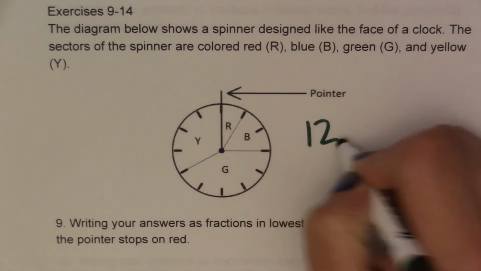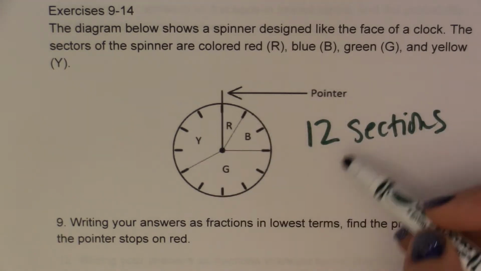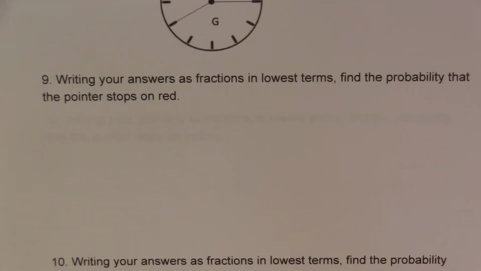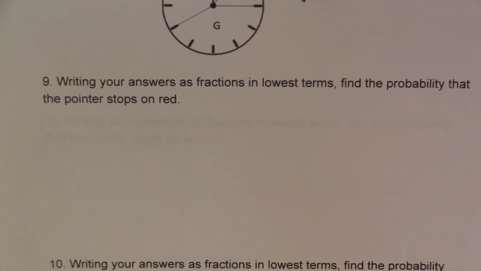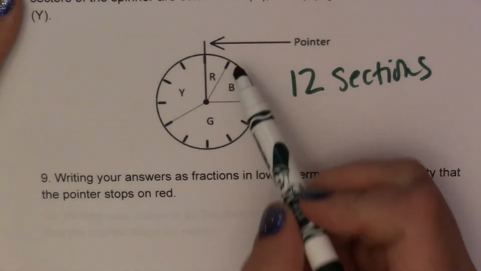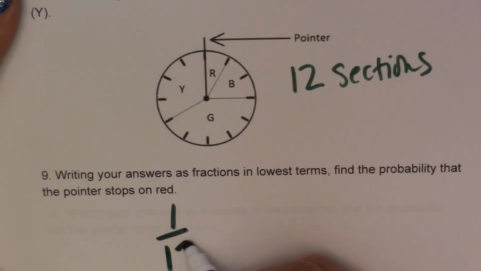So I'm going to write out that there's 12 sections, so that when I go to write my fractions, I know what my denominator needs to be. All right, number 9, writing your answers as fractions in simplest form. Find the probability that the pointer stops on red. So if we go back to our spinner, there's only one section of red, so it would be 1 out of 12.